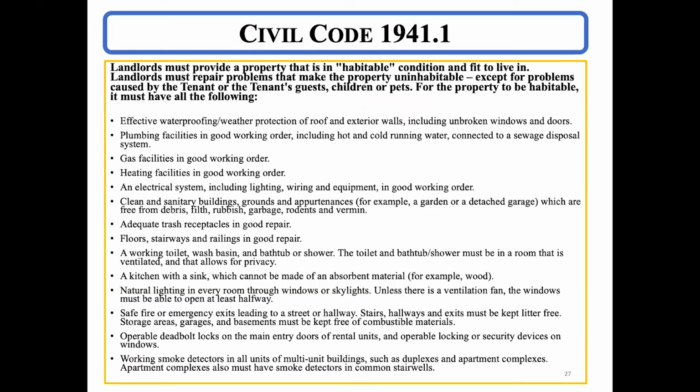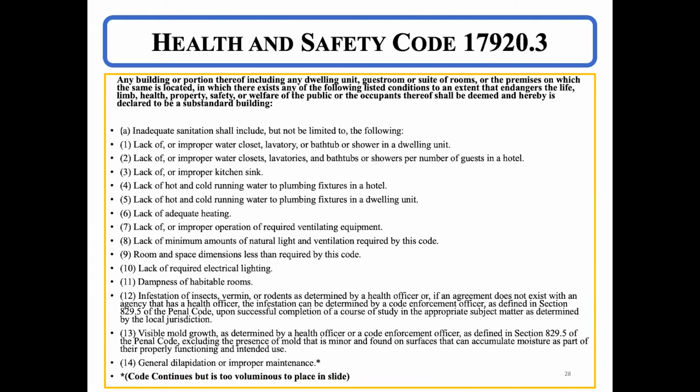So this is Civil Code 1941.1. Like I mentioned before, it's kind of long, but essentially this law is the one that talks about just basic standards for human habitation: effective waterproofing and weather protection, good plumbing facilities, good gas, heating, and electrical systems, has to be free from debris, filth, rubbish, garbage, rodents, and vermin, stuff like that. So just basic. Health and Safety Code 17920.3 goes a little bit more specific, but this law is very long. But it does talk about lack of a proper kitchen sink, lack of hot and cold running water, dampness of habitable rooms, infestation of insects. So again, visible mold growth, it gives you a bit more specifics on the standards that are required.